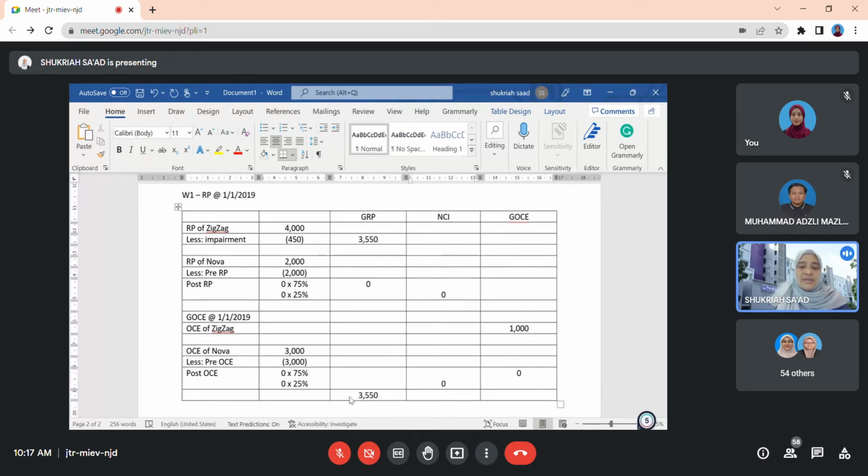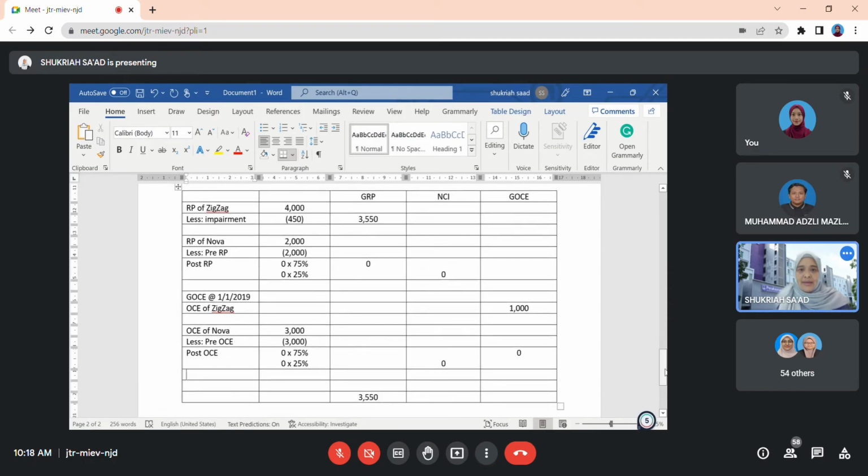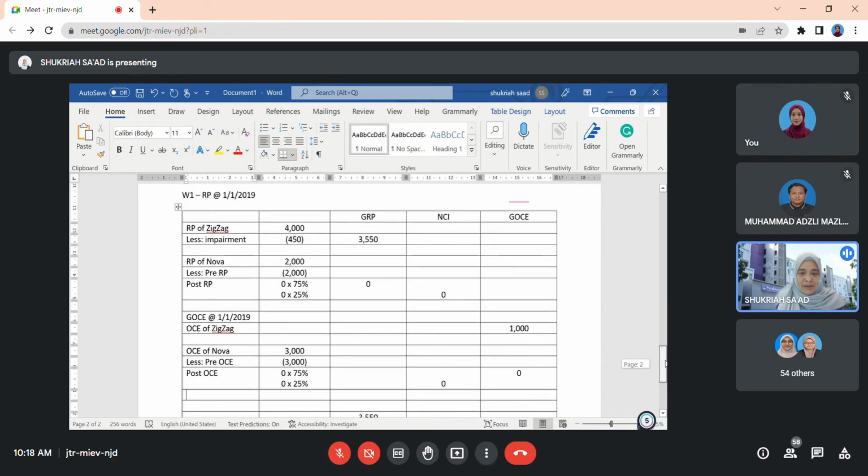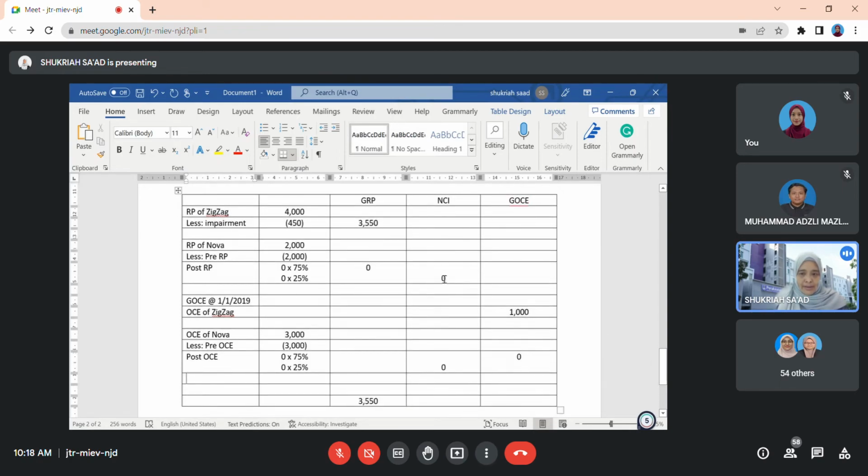Yang ni 3,550. NCI kat sini. Ada? Ada kat sini. Group retain profit Nova. NCI. Sekejap. Ini NCI terus masuk kat sini. Satu lagi kat bawah tertinggal. NCI untuk group retain profit tertinggal. Kan? Ni group retain profit ni tertinggal. Sebab apa kelas? Yang ni kita buat dalam NCI ni. Ni reserve. Sebab kalau table ni nampak macam pening sikit tak apa. Okay. Tapi mudah. You tak perlu panjang-panjang working. Semua kat sini.